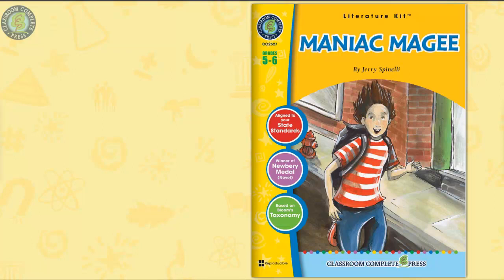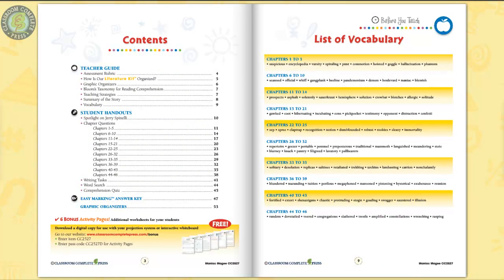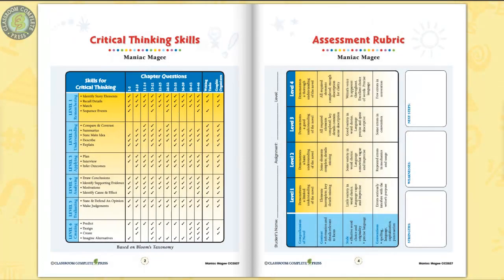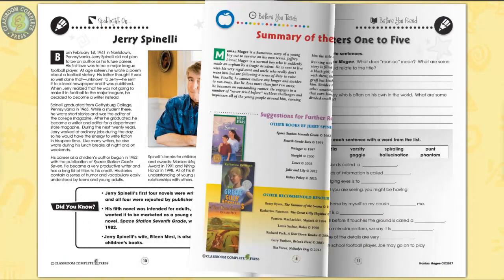This literature kit on Maniac Magee by Jerry Spinelli includes helpful journal topics that offer extended writing activities and discussion prompts. 55 pages chock full of a variety of scaffolding strategies incorporated in our Before You Read worksheets for each chapter section, along with vocabulary prompts to prepare your students for the reading, with rubrics, teacher guide, and author biography.